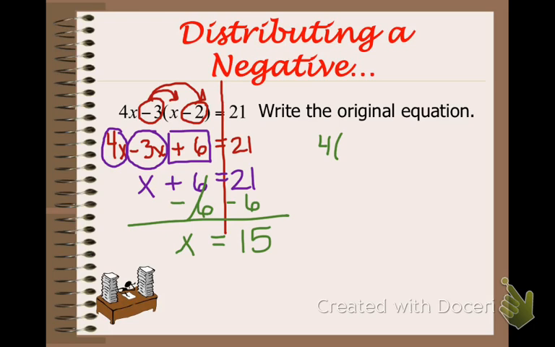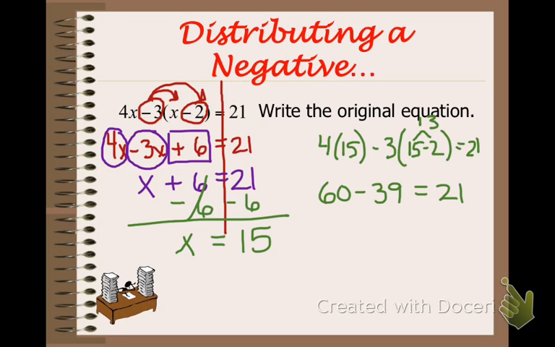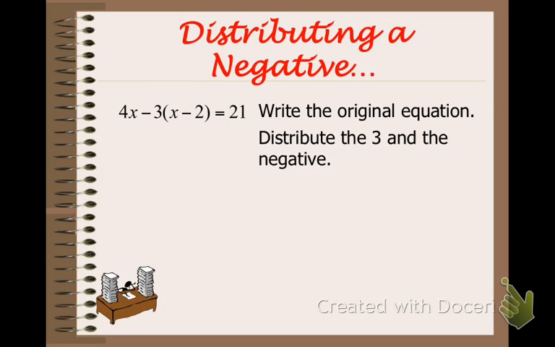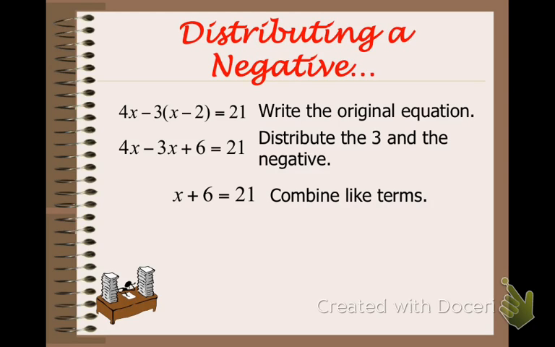So 4 times 15 minus 3 times 15 minus 2. So 15 minus 2 is 13 times 3. So 60 minus 39 should equal 21. And it does. And we know that we've done our work right. If, however, you find a mistake, you'll need to go back, check your distributive property, check that you used the negatives correctly.